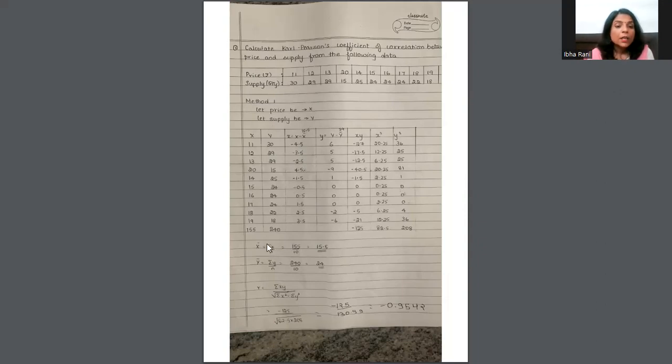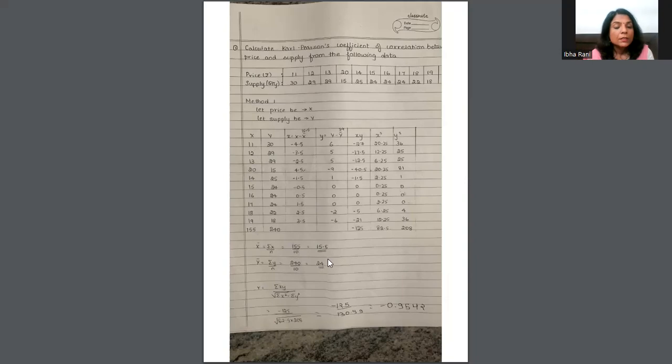How will we calculate it? By adding all the prices. There are a total of 10 prices they have given, from 11 rupees, 12 rupees till 19 rupees. So total price we will calculate: 11 plus 12 plus 13 plus 20 plus all of this till 19, divided by the number of observations. There are 10 observations. So x average will be 155 divided by 10.